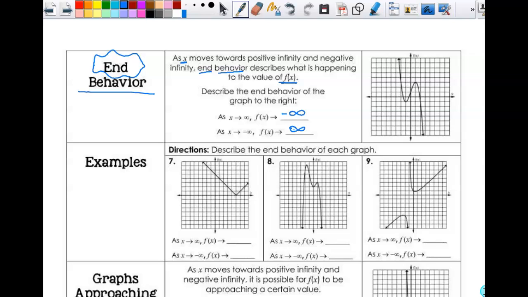Like I said, it's really not that difficult, but you got to make sure that you remind yourself sometimes that you don't care about the middle behavior, you care about the end behavior. All right, so let's look at these next ones. I want to describe the end behavior of each graph.